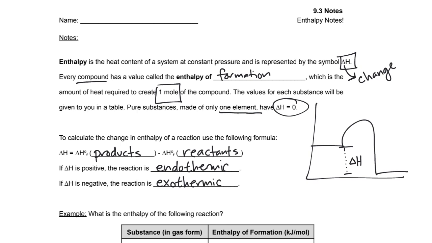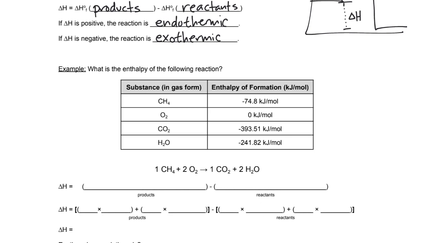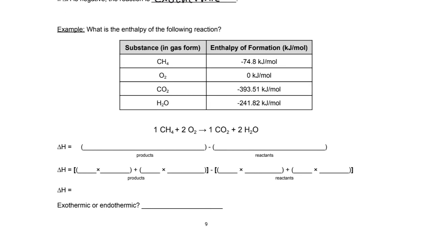So today we're going to work on calculating those enthalpies of formation, seeing that change in enthalpy between the products and the reactants, and then classifying a reaction to see if it's endothermic or exothermic. All right, so an example down here says, what is the enthalpy of the following reaction? And we've got this table here that's got several different compounds. We've got CH4, O2, CO2, and H2O. Over here we have the enthalpy of formation for each of those things. You can see those are all negative numbers.